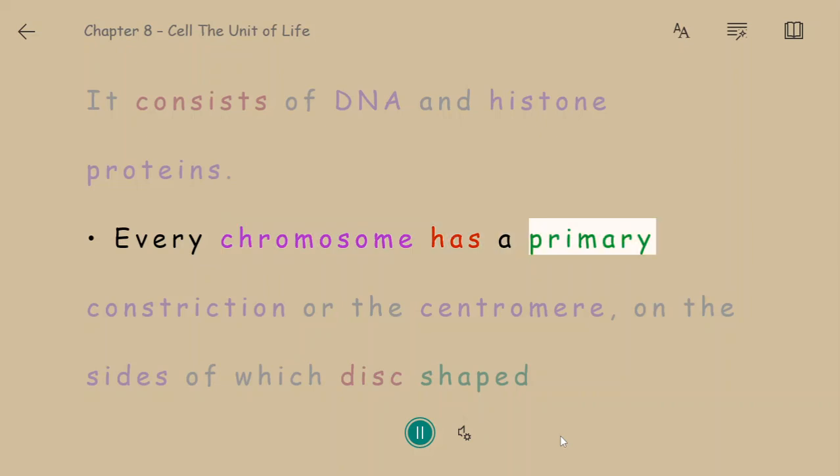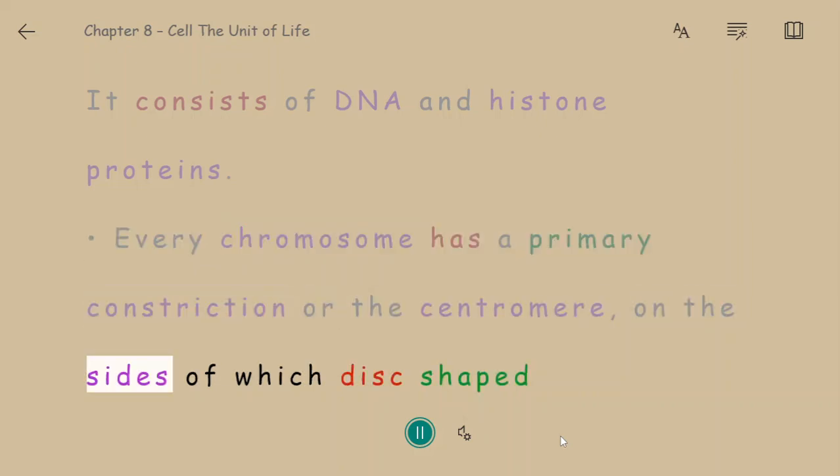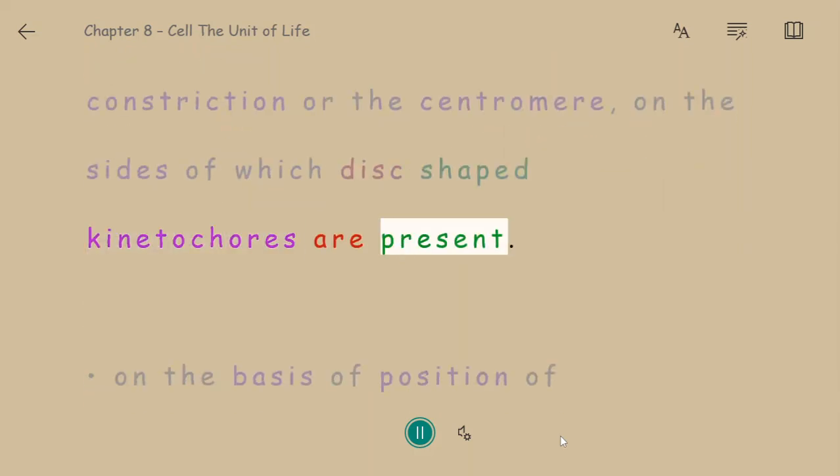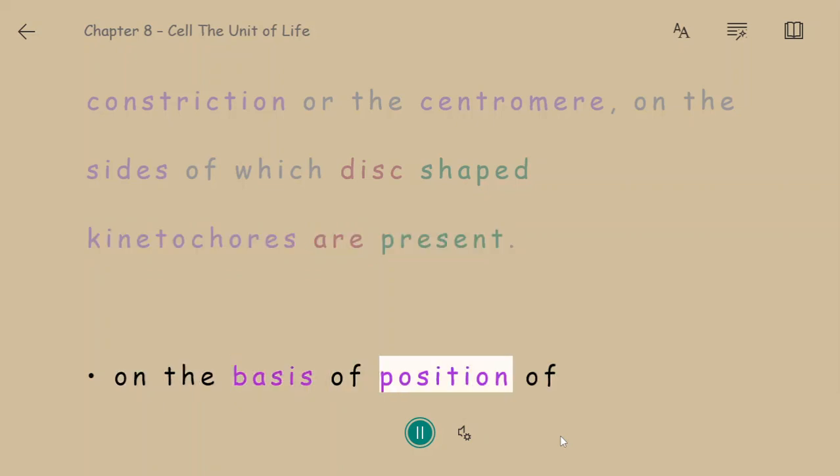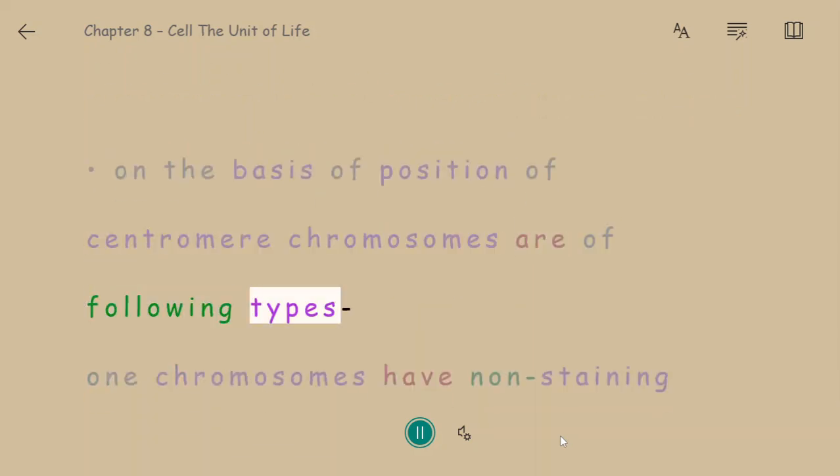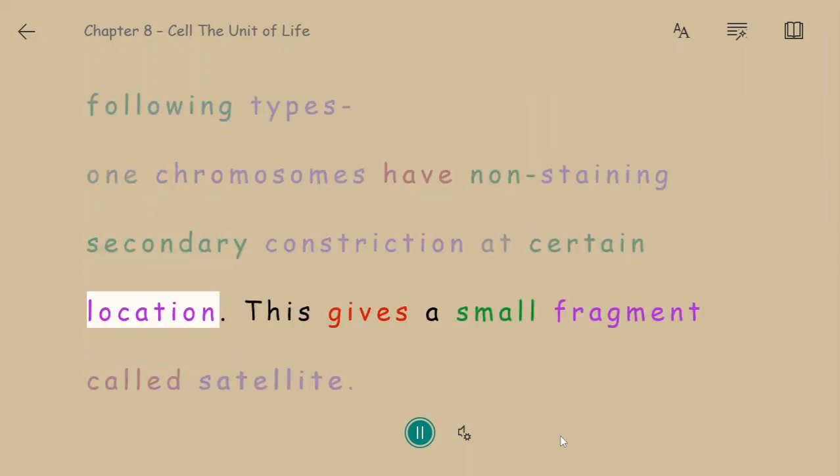Every chromosome has a primary constriction, or the centromere, on the sides of which disc-shaped kinetochores are present. On the basis of the position of the centromere, chromosomes are of the following types. 1. Chromosomes have a non-staining secondary constriction at a certain location. This gives a small fragment called satellite.